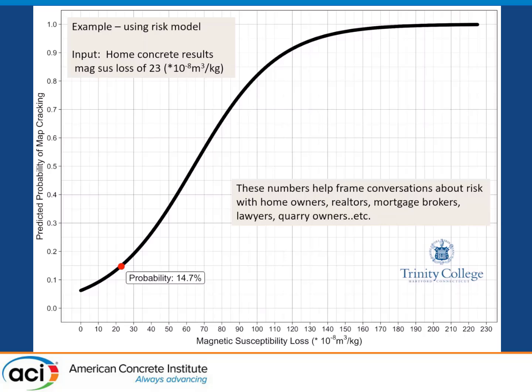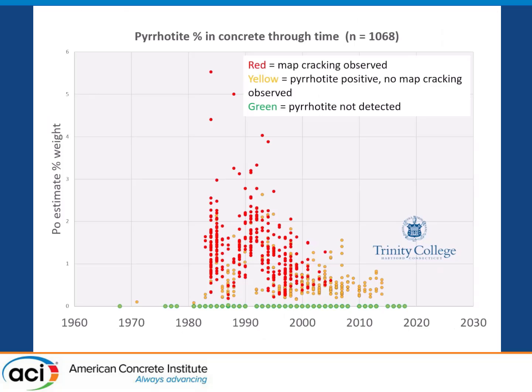It does not exactly predict the future, but says that, okay, if you have results at this level of pyrrhotite, based on the magnetic susceptibility loss value, 14.7% of homes that are like that home have map cracking. So it does help put things in context, but there are other factors going on as well, especially considering things like age and time and how much time has passed. So we have a handle on this too.